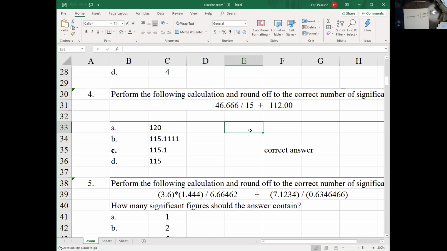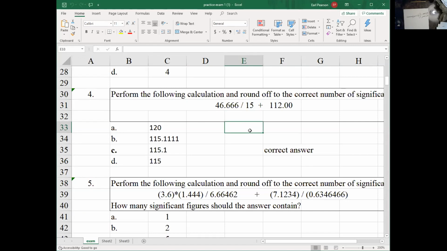And I want to divide that by 15. Okay, I'm going to check my screen. 46.666 divided by 15. That's going to be 3.11106666667. That's what my screen is showing me.